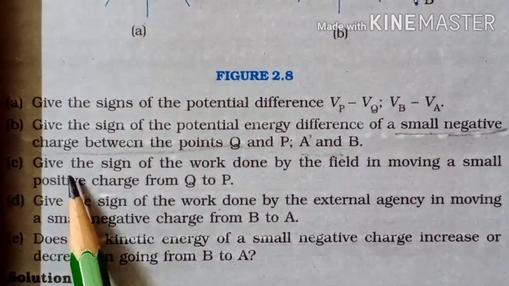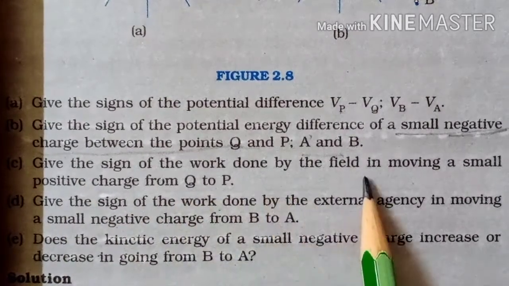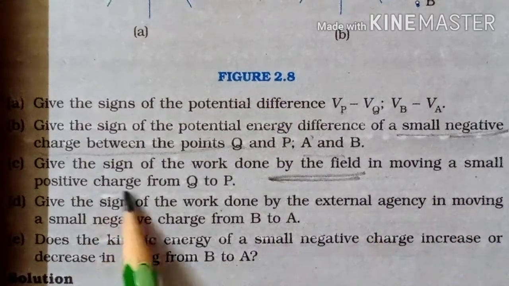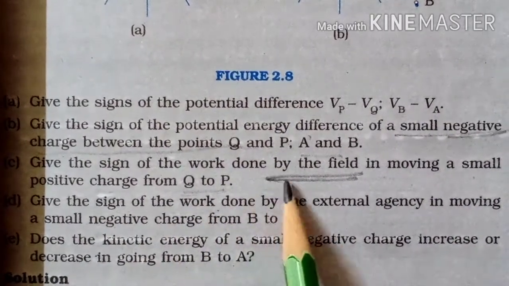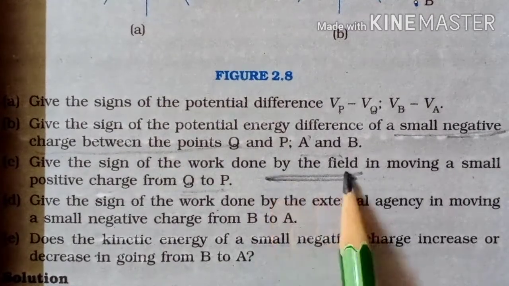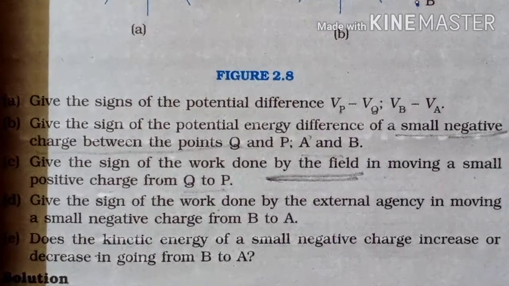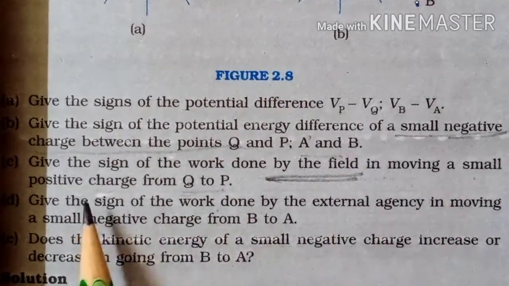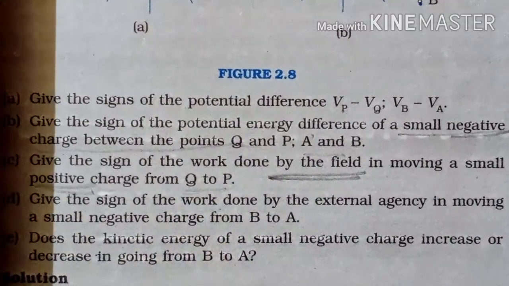In part C, they are asking us to give the sign of the work done by the field. Work done by the field in moving a small positive charge from Q to P. Here we don't have to find the work done by the external agency. We have to find the work done by the field. It means the work done by the electrostatic force we have to find in moving a small positive charge from Q to P.